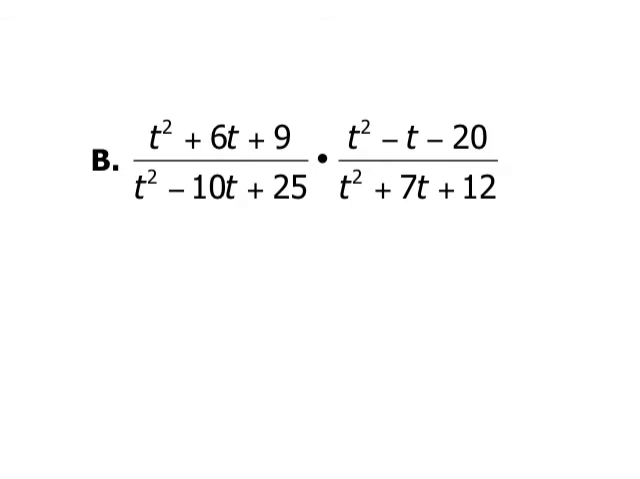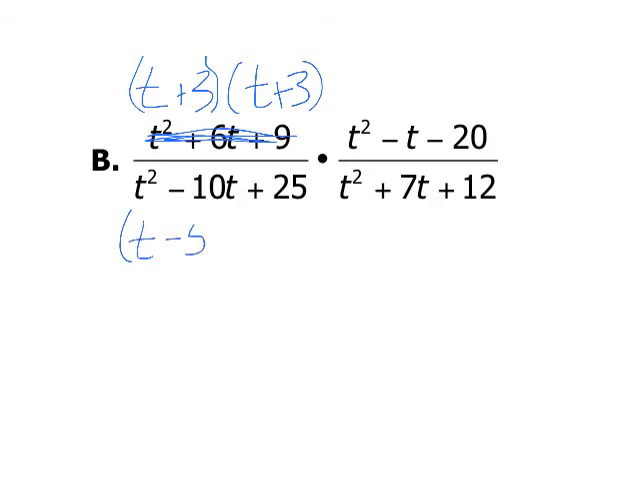So top left, what multiplies to 9 and adds to 6? 3 and 3. So T plus 3 and T plus 3. Okay, mark that piece out. All right, bottom left, what multiplies to 25 and adds to negative 10? Negative 5 and negative 5. So T minus 5 and T minus 5.